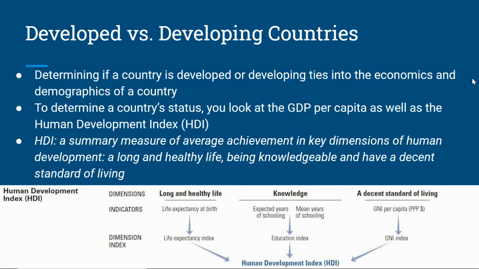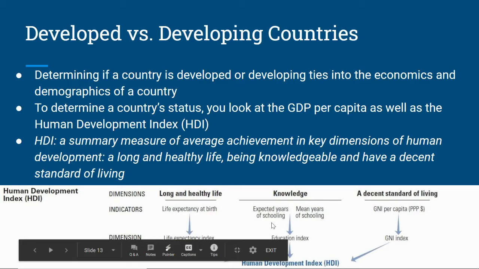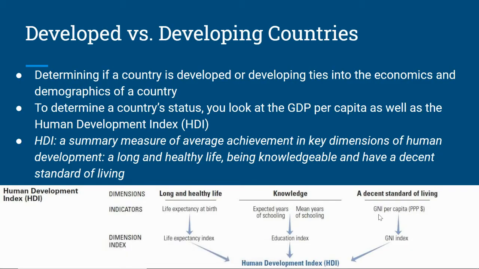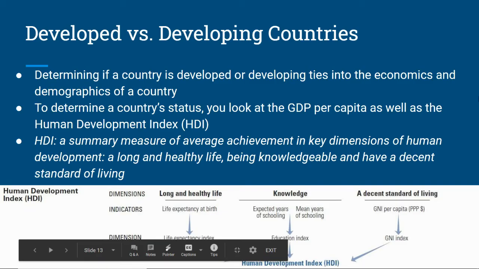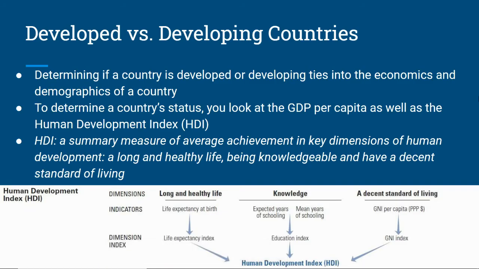The Human Development Index is a summary measure of average achievement in key dimensions of human development. They look at a long and healthy life, so life expectancy basically, being knowledgeable, and having a decent standard of living. The knowledge aspect is expected years of schooling versus mean years of schooling: how many years you are expected to go to school versus how many years you actually go. For a decent standard of living, they look at the gross national income per capita, so what is the average income for that area? The GDP and the Human Development Index put together determine if you are a developed or developing country.